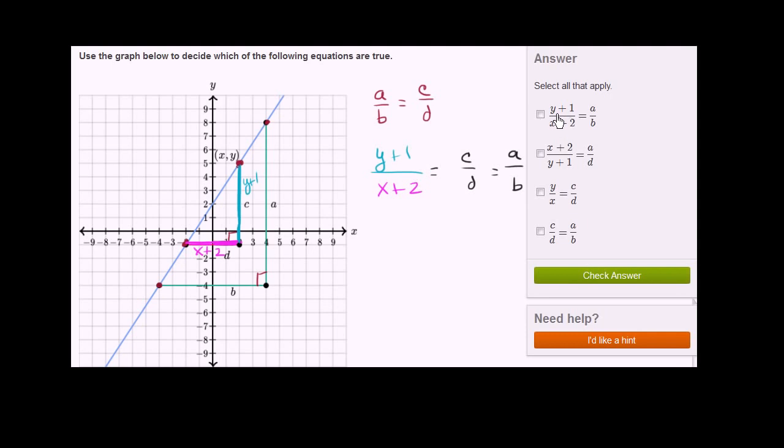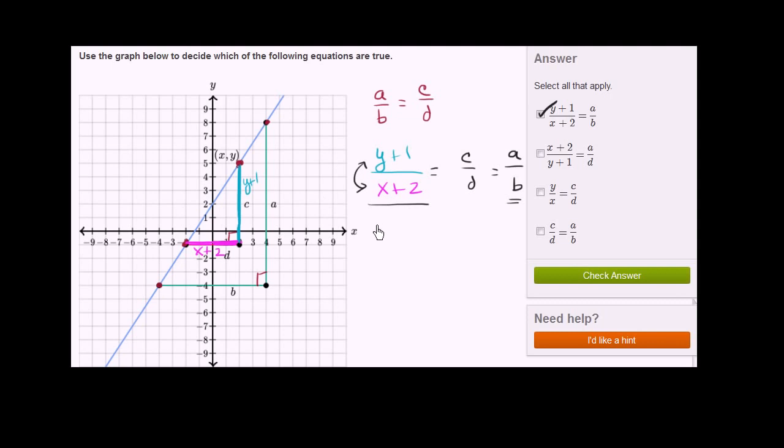Now, that's what they're saying right over here. Y plus 1 over x plus 2 needs to be equal to A over B. So that one's right. Here they've swapped them. They've swapped the two, and then now they're mixing A and D together. Now this is kind of a strange thing that they're doing, looking at the ratio of A to D. You could swap these two.